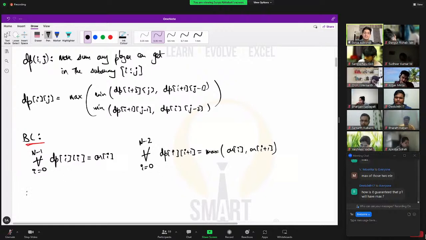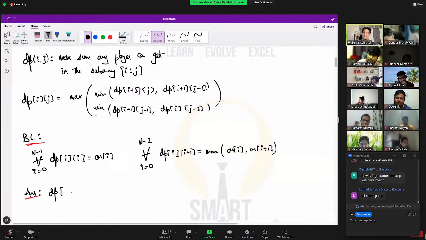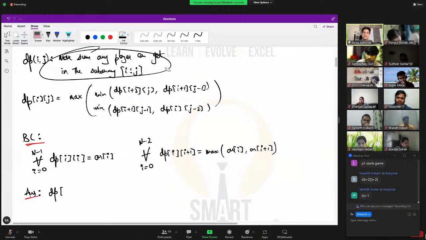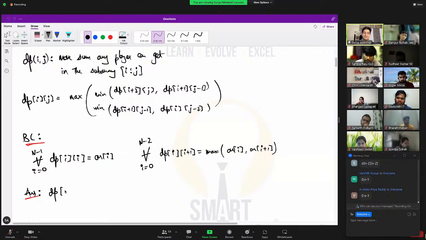So if you give any player the state, tell me guys, where is the answer? dp of... that's right, p1 will start the game. Where is the answer? Answer will be at dp of... just look at the dp state. Maximum any player can get in a subarray i to j. 0 to n minus 1, exactly.